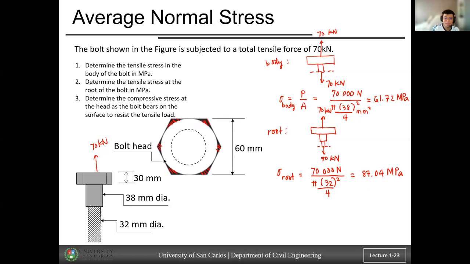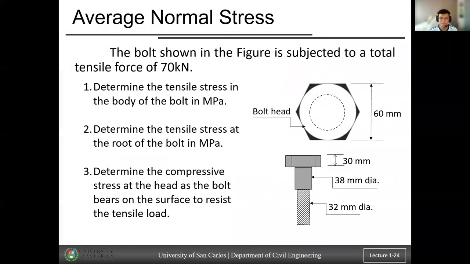So for you to be able to get this net area, we have to determine first the area of the hexagon minus the area of the body. The body is what connects to the head of the bolt, right? Now, our problem is how are we going to solve for the area of the hexagon? I'll leave it to you as a practice. Just use this area net.